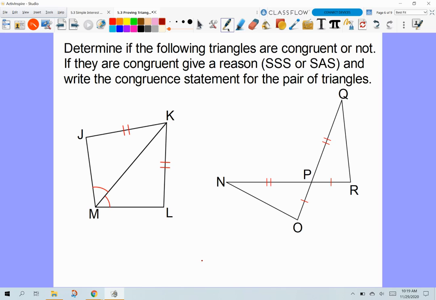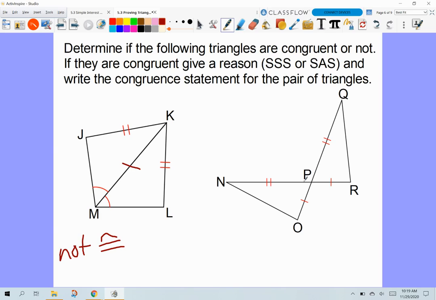So this pair of triangles on the left here, I've got JKM and LKM. There is a shared side here, right? MK is the same in both triangles, but if you notice when you look at it, you've got two sides, but this angle's over here. It's not the one up here between the sides. So these triangles, even though they share this side, they are not congruent because we don't have enough information.